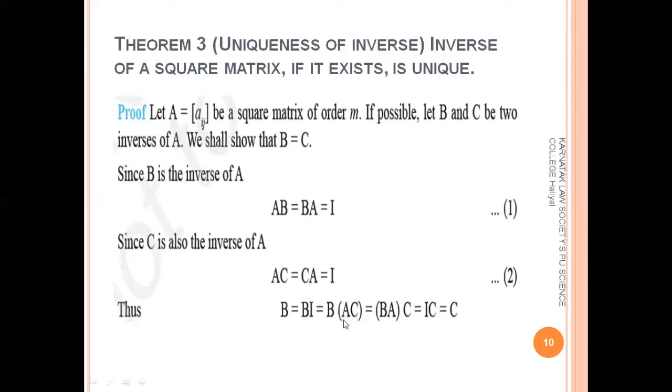Because of the associative property, I will interchange the brackets, writing BA in one bracket and C outside. And from the first statement, BA = I. So IC = C. Therefore B = C. Hence, the inverse of a square matrix is always unique.